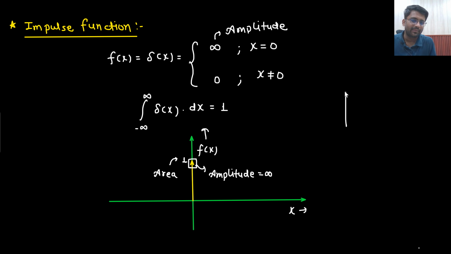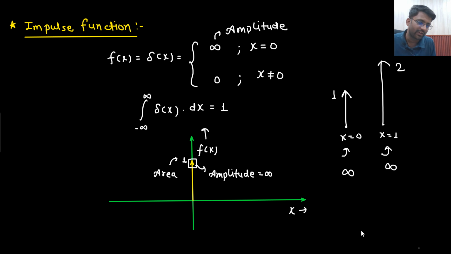Let's just say 2 impulses are made. Here 1 is written, here 2 is written. And let's just say this is your x equals 0, this is your x equals 1. So if I ask you, what is the amplitude at x equals 0? You will say infinity. What is the amplitude at x equals 1? You will say also infinity.